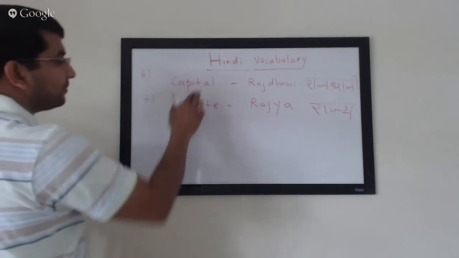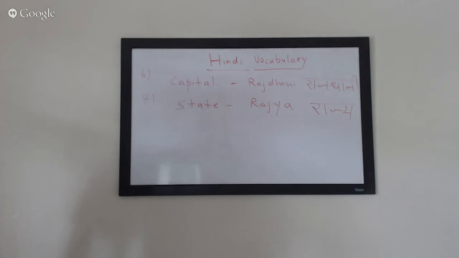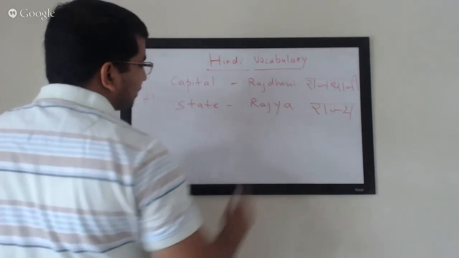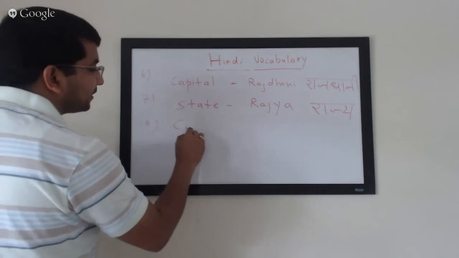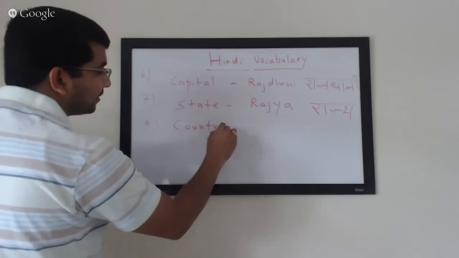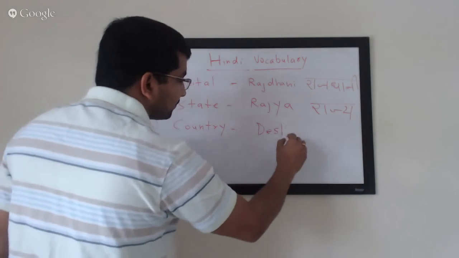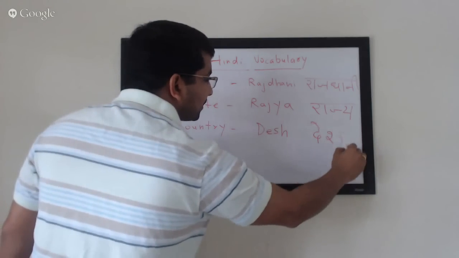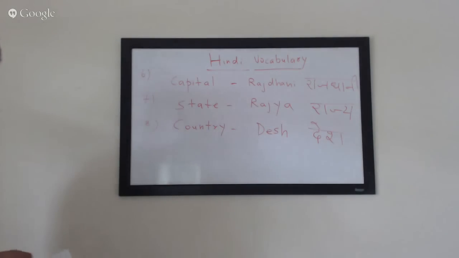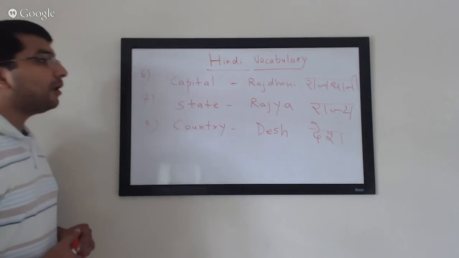So the state is usually bigger than your city or capital, right? State usually has the capital. So state is known as Rajya. The next one I have is country. Country is Desh. Desh. So far we have seen 8 vocabulary words related to demographics.